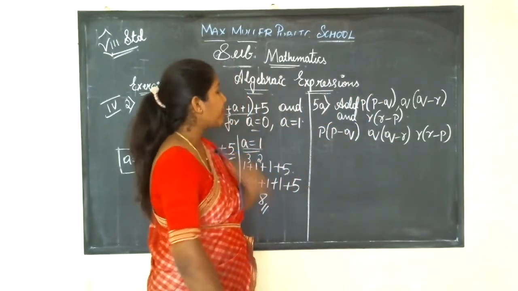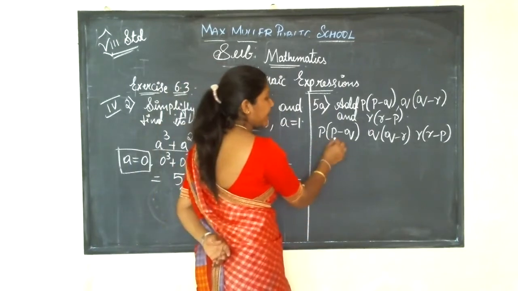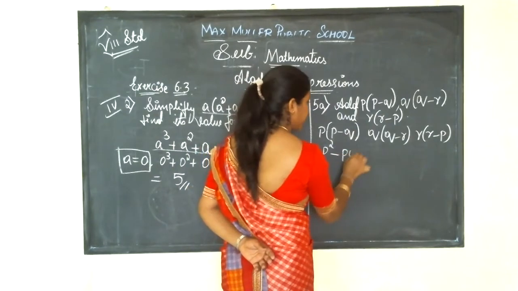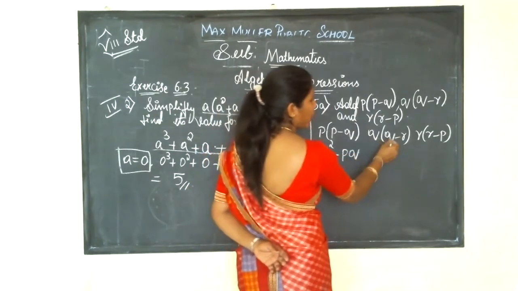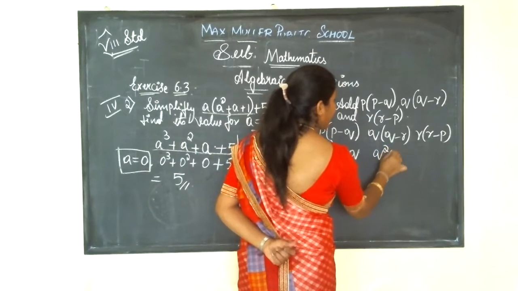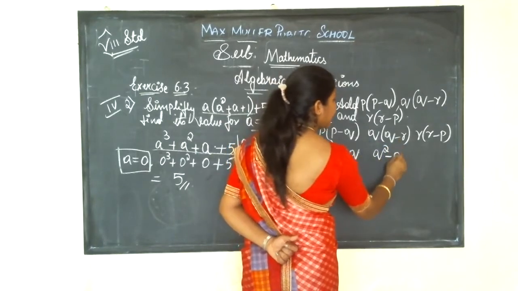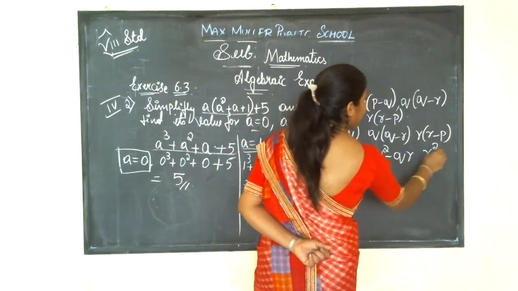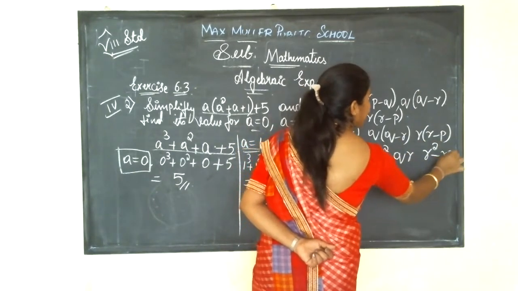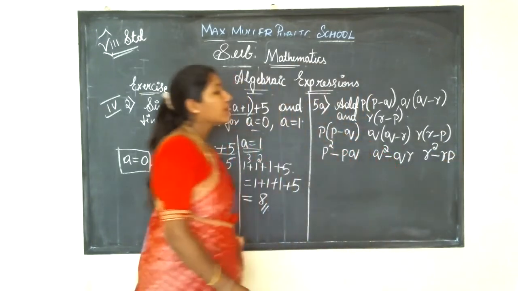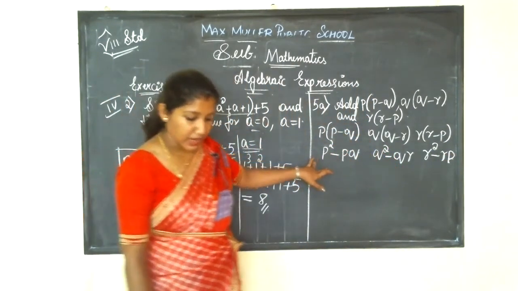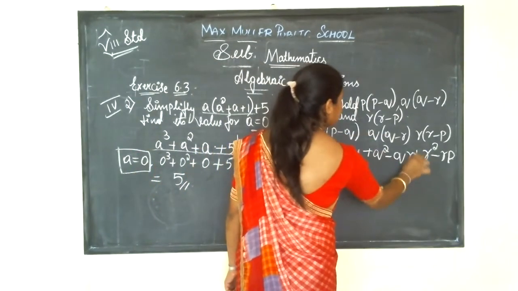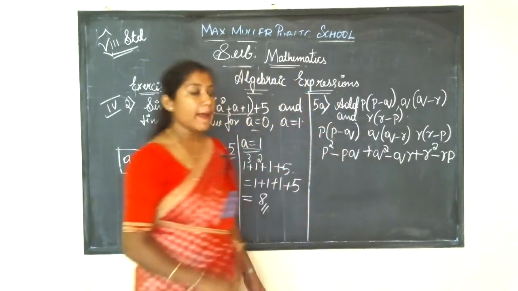Okay. Now what you have to do is, see, p into p, it is p square, minus p into q, it is pq. Okay. Now q into q, it is q square, minus q into r, it is qr. Next, r into r, it is r square, minus r into p, it is rp. So you got this expression. Here there is no sign, so you have to add it with plus.